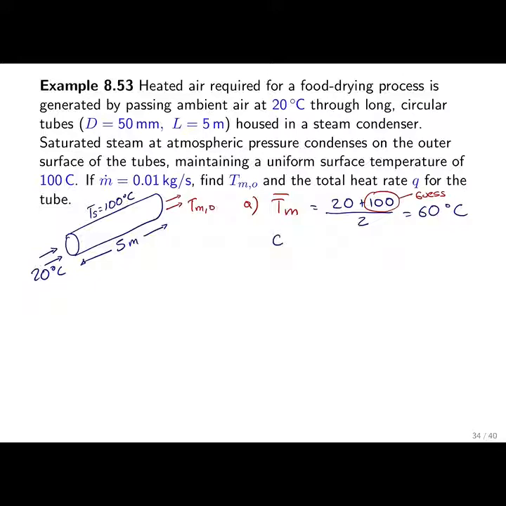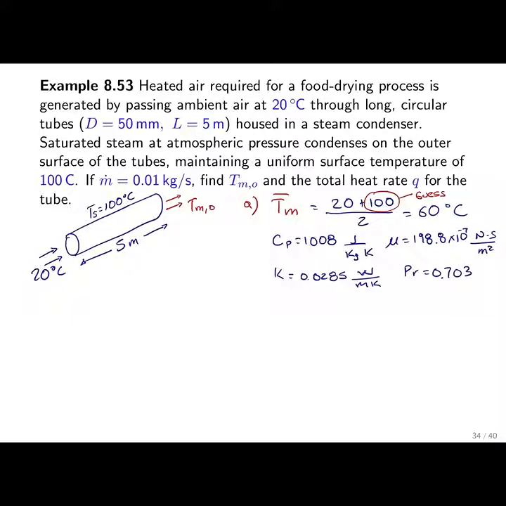I already did, and I found that the specific heat is equal to 1008 joules per kilogram Kelvin. The viscosity is equal to 198.8 times 10 to the minus 7 newton seconds per square meter. The conductivity of the air is 0.0285 watts per meter Kelvin, and Prandtl is equal to 0.703, which is typical for air.